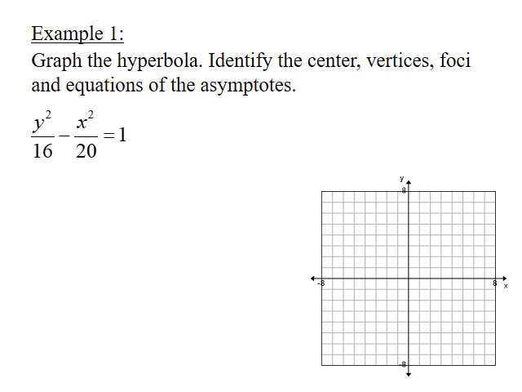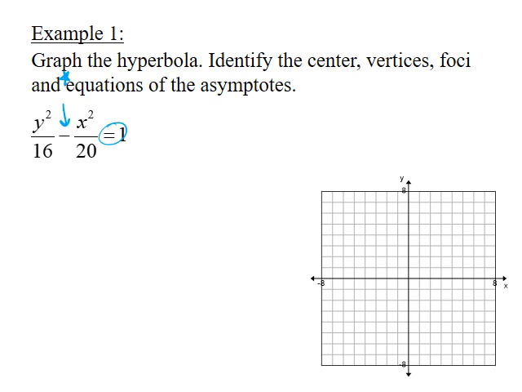As you can see in this first example, we're asked to find the very same type of things that we were asked to find when graphing an ellipse. So we'll want to find the center, vertices, foci, and the new thing here is the equations of the asymptotes. So looking at this, I notice that it is an equation of a hyperbola because of the minus sign in between the two fractions. Notice also that this equation is equal to 1.